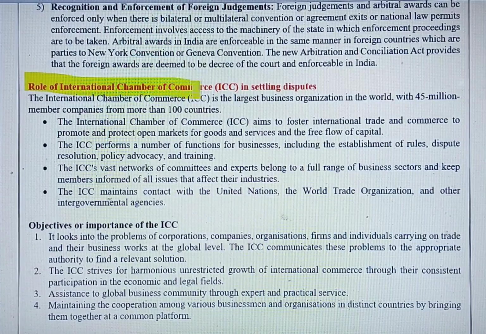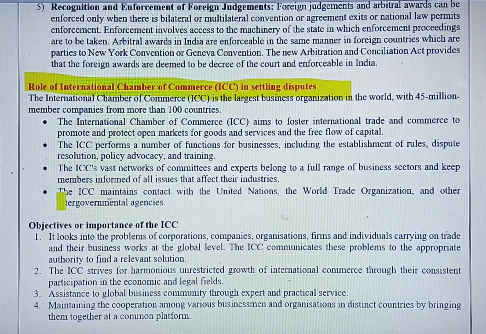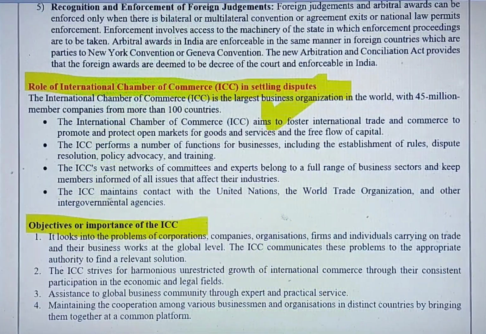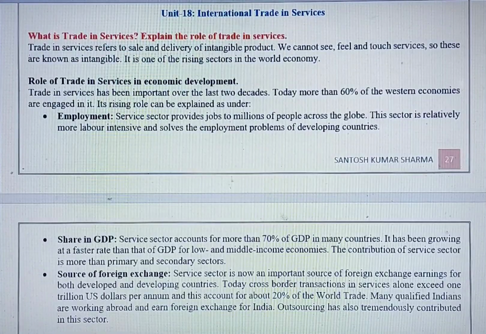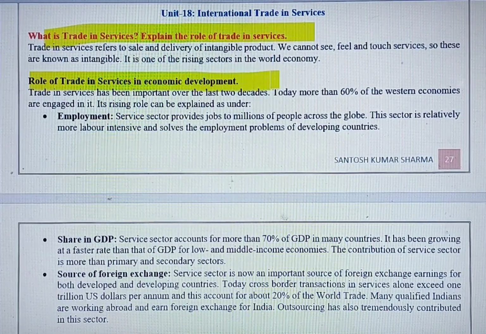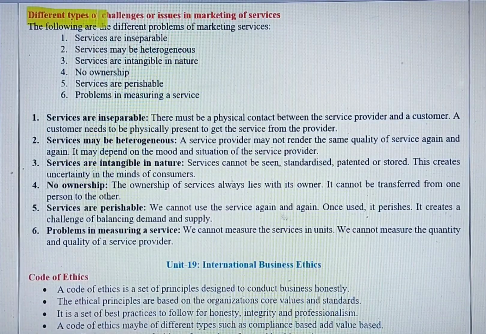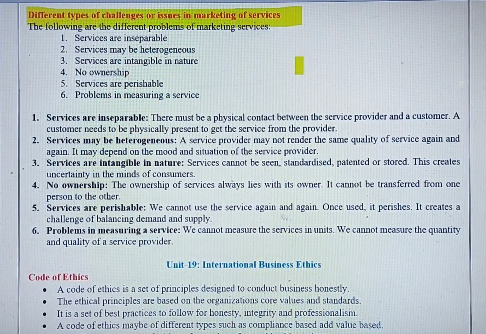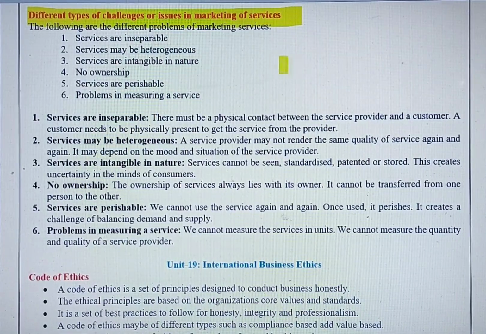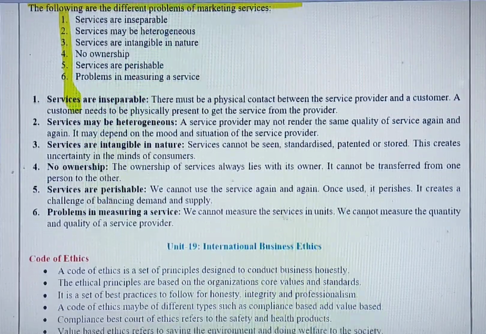Then what is the role of ICC in settling international disputes? ICC stands for International Chamber of Commerce, and for this association, its objectives and its important functions, you can revise for the exam. Unit 18 is trade in services, and its different roles: the role of trade in services in the economic development of a country like India, and the different types of challenges or issues that a country faces while marketing services on the international platform. So all these 6 points you can explain in your answer.